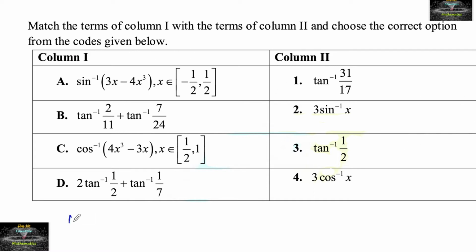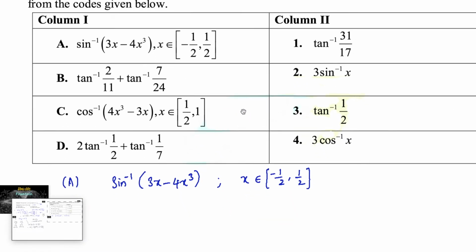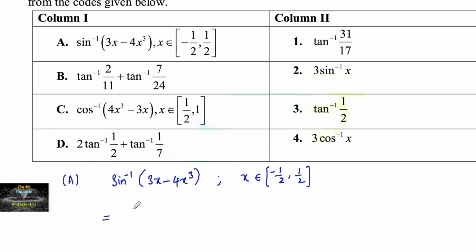So first one, A. It's sine inverse of 3x minus 4x cube, where x belongs to minus 1 by 2 to plus 1 by 2. We know that for x lying between minus half and plus half, sine inverse of 3x minus 4x cube is equal to 3 sine inverse x. So we can go with the second option.